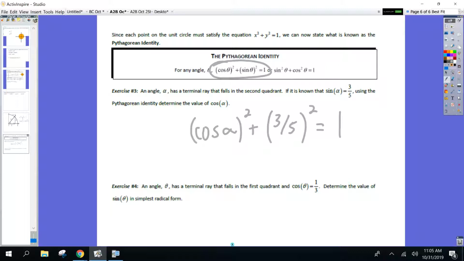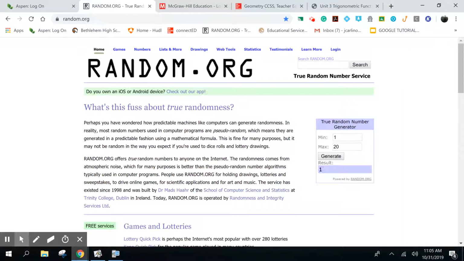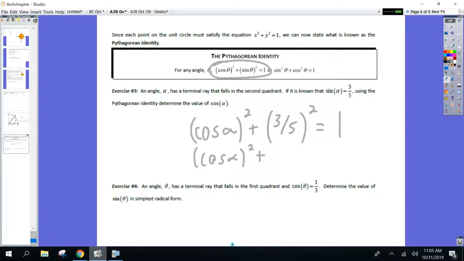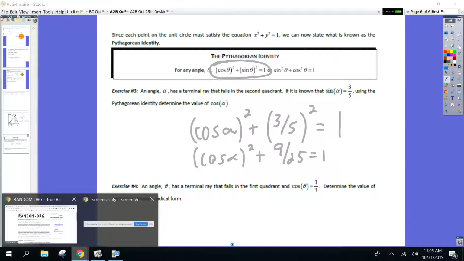That's why we needed our calculator. Cosine alpha squared plus, I need 3/5 squared from somebody. 3/5 squared, Olivia. Got it, 9/25 equals 1. What do I have to do with that 9/25? I've got to get cosine all by itself, so I've got to move 9/25. How am I going to move it?